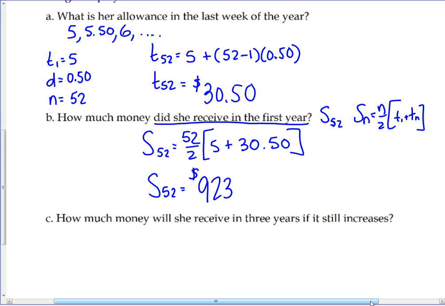So if she saved, $5 didn't seem like much in the beginning.